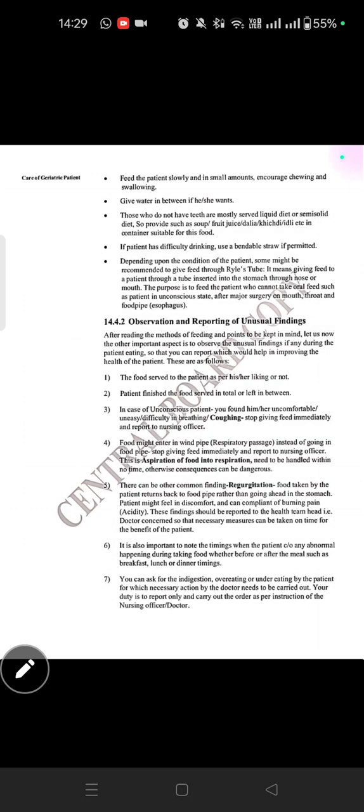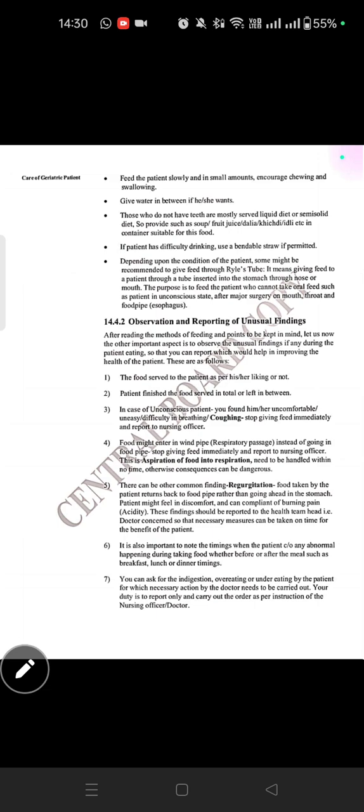Then feed the patient slowly, tell them to avoid choking while swallowing, and give water in between. Then for liquid or semi-solid food, we can give fruits or soup. If the patient has difficulty drinking, we can give a straw. Then, depending on the patient's condition, we can give it by Ryle's tube, otherwise oral feeding. If the patient is unconscious, we go for the Ryle's tube only.